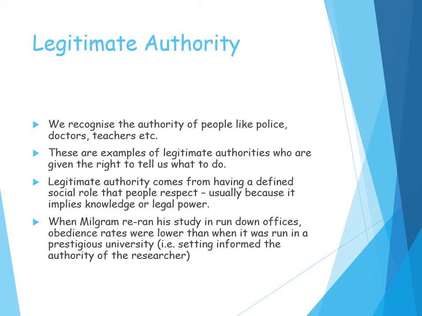Legitimate authority. So we accept people's authority, and that is agreed by society. So we recognise that some people are of a higher authority to us, such as police, doctors, teachers. These are examples of legitimate authority who are given the right to tell us what to do. So we are aware that the police should tell us what to do, doctors will tell us what to do. And legitimate authority comes from having defined social roles that people respect. It usually implies that they have expertise, knowledge, or legal power.